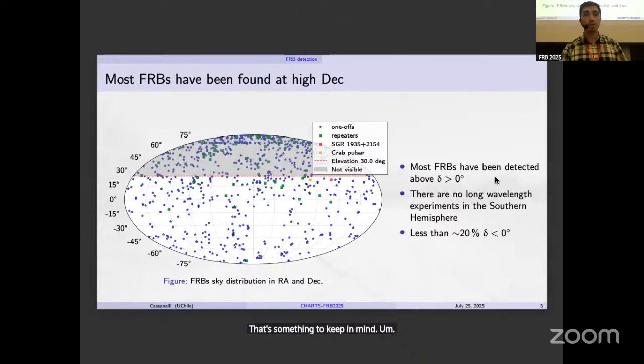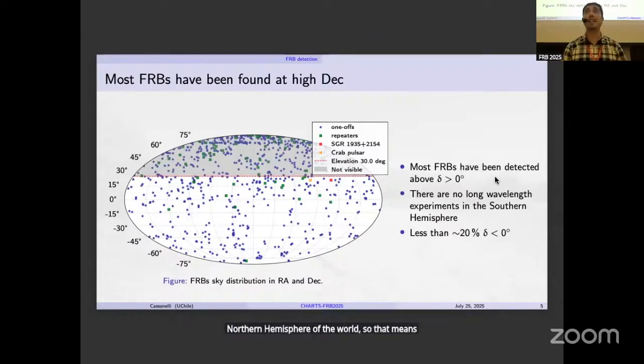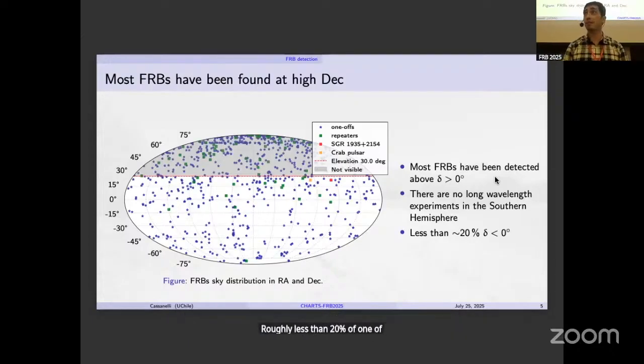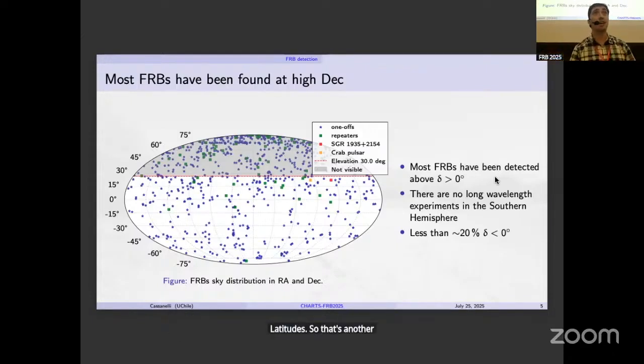As you know as well, most FRB detectors are located in the northern hemisphere of the world. So that means that there's a lack of detections in the south. Roughly less than 20% of FRBs are located in the south. Don't quote these numbers. I haven't added any from the new results that we have shown in this conference. And also less than 4% of repeating FRBs have been found at southern latitudes. So that's another reason why we should focus on building something in the south.